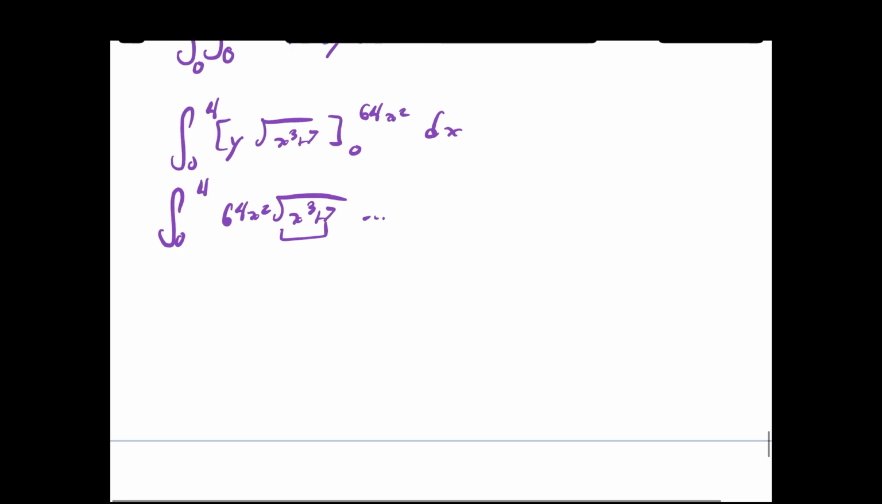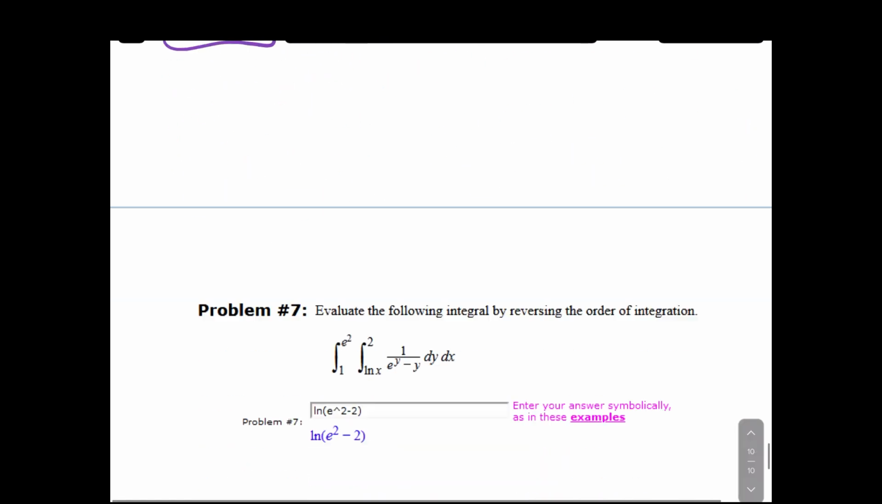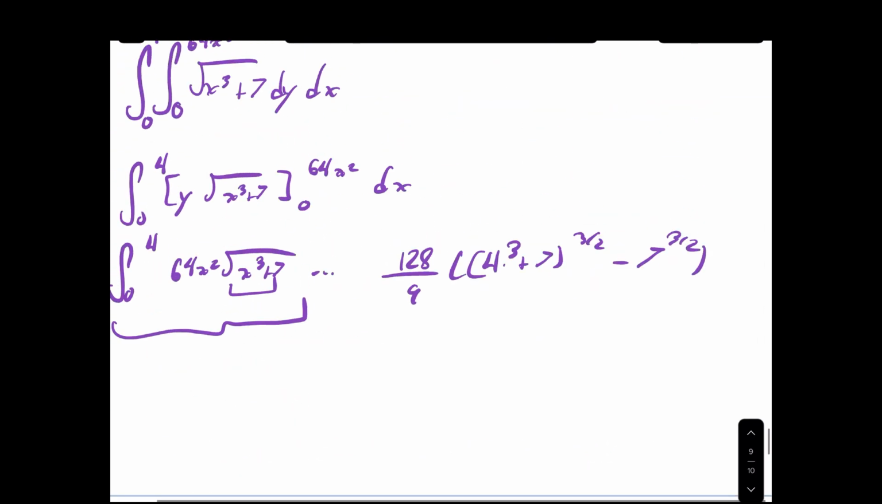And so after some work, you're going to get 128 over 9 times 4 to the 3 plus 7, to the 3 over 2, minus 7 to the 3 over 2. If you do a u sub and evaluate this integral, that's what you'll get. Okay, cool. And this was the answer.